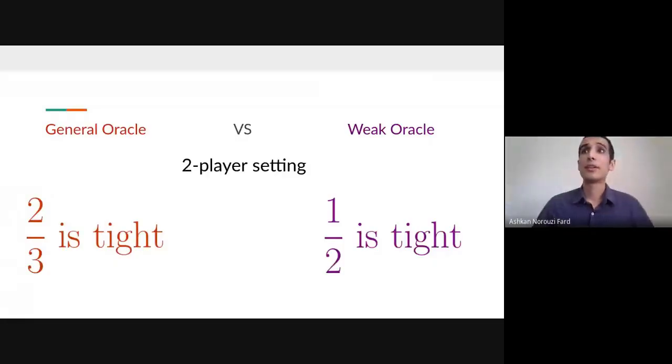Let me just briefly explain the differences between general oracle and weak oracle from the computational point of view as well. If we just focus on the two-player case, in this work, we show that 2/3 is the correct answer. But for the weak oracle, it was known that 1/2 is the correct answer. So the computational power of these two oracles is different.